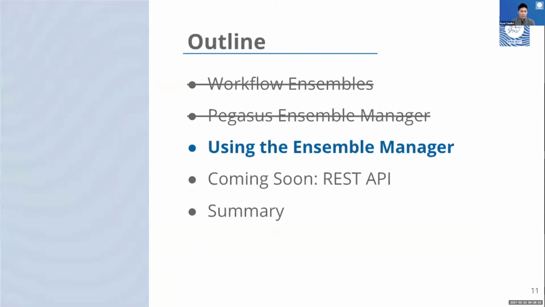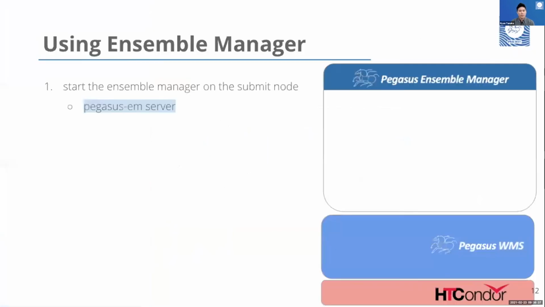So let's take a look at actually using the Ensemble Manager. The first thing that you would need to do is start up the Ensemble Manager service on the submit node where Pegasus and HTCondor is installed, just like this. This is done by simply running the command pegasus-em server, and this will bring up the Ensemble Manager. There's no ensembles or workflows yet.